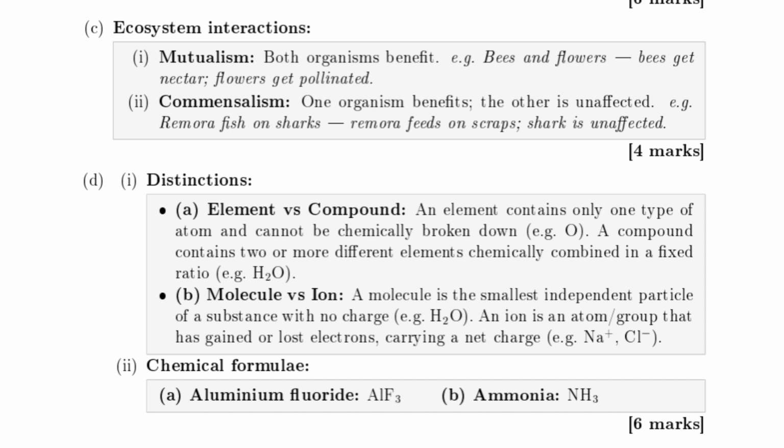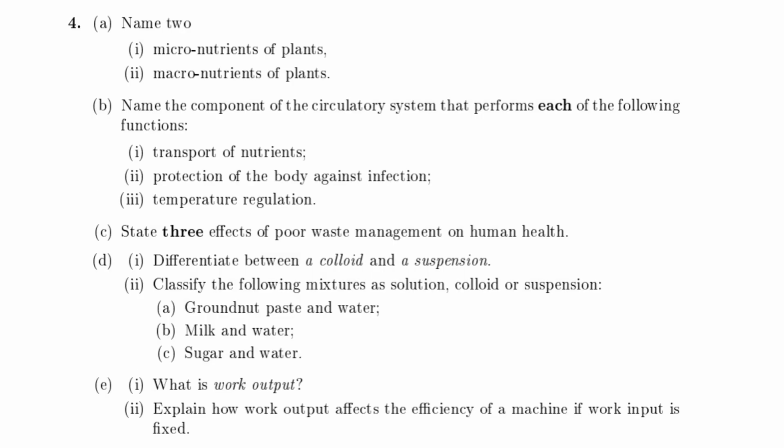Okay, let's go to question number 4. Question number 4: Name two micronutrients of plants and two macronutrients of plants. B: Name the component of the circulatory system that performs each of the following functions. II: Transport of nutrients.